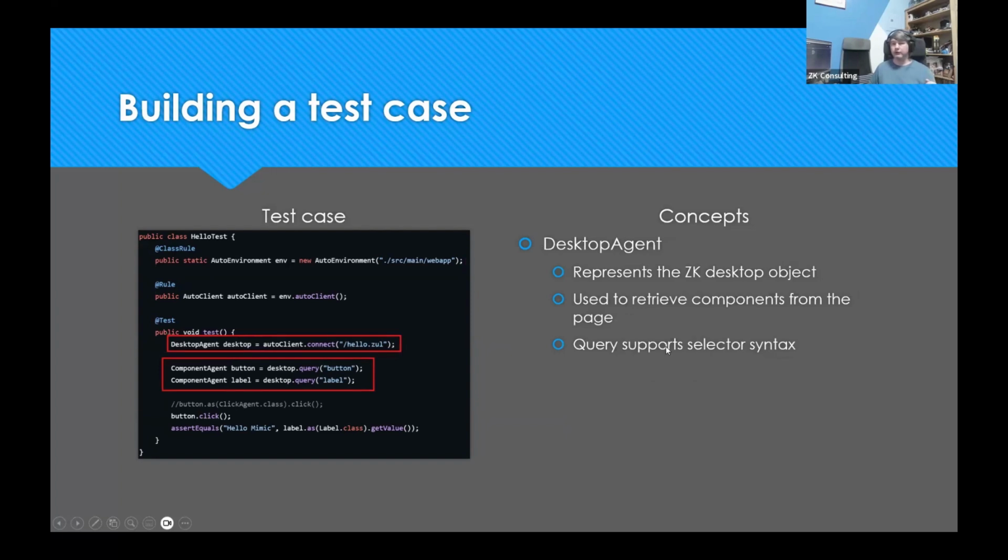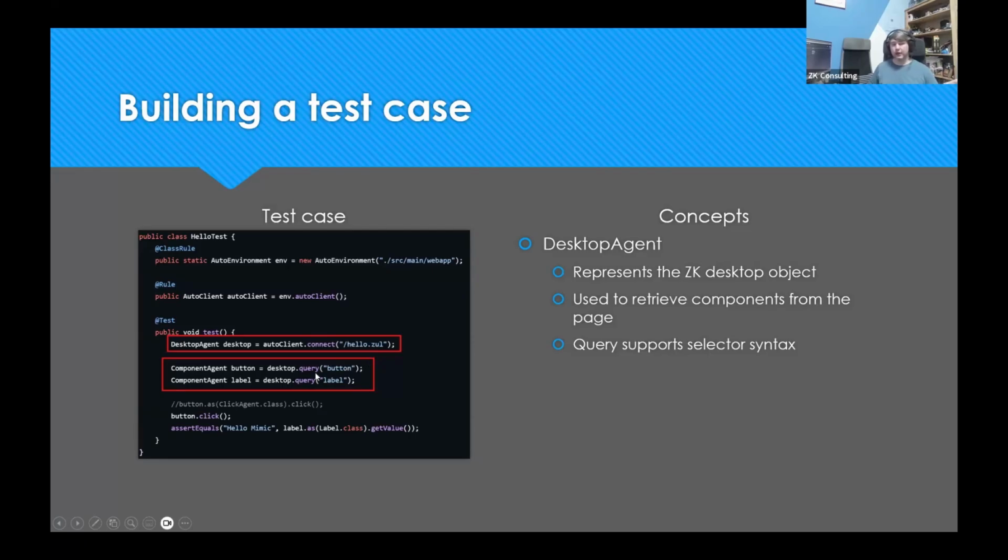Okay, now that we have our fake browser, we're going to be able to do operations. And for that, we're going to use the desktop agent to retrieve components. We're going to do it this way. Once we've connected to our ZUL file, we're going to have our page loaded in our mockup desktop. And then we can use desktop query using the query selector syntax to retrieve objects from the page. So in this case, I'm using a class selector. So I'm retrieving buttons and label by their component name. But if you have IDs or CSS classes or any other selection supported by query, you can use those selectors to retrieve specific objects in the page.